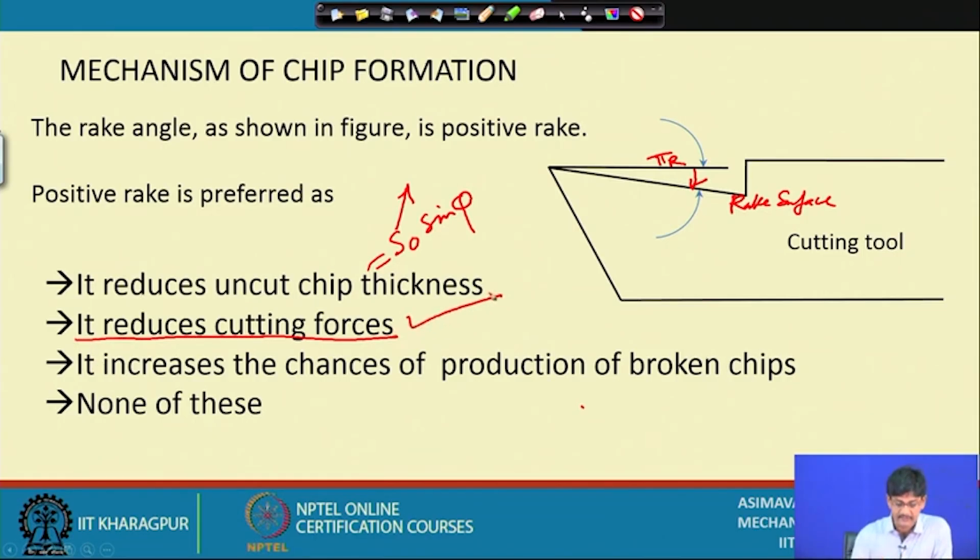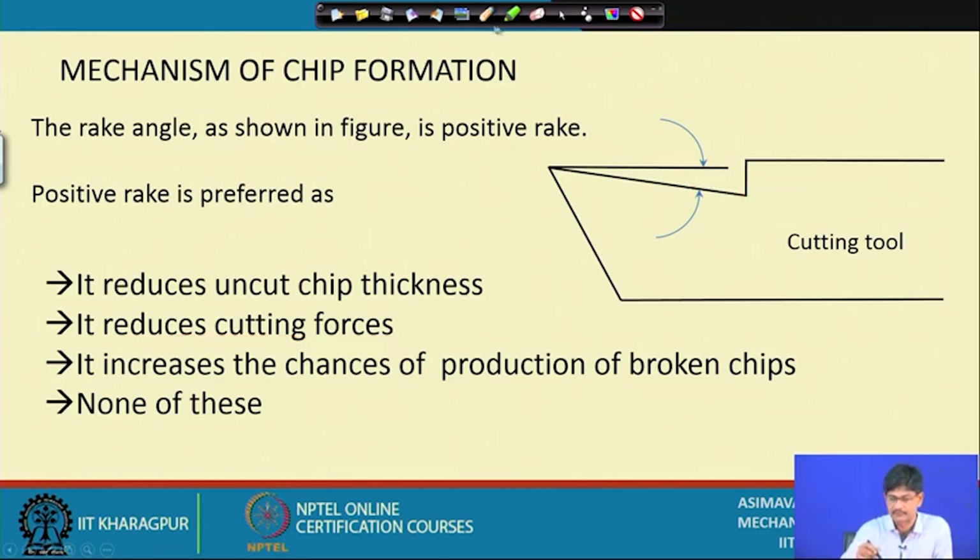This is correct. Let us see whether there are other correct answers. It increases the chances of production of broken chips. Just the opposite. If you have higher rake, it increases the chances of getting a continuous chip. None of these. Therefore, this one is the only correct answer. Let us move on to the next problem.